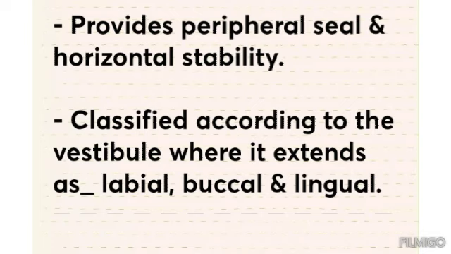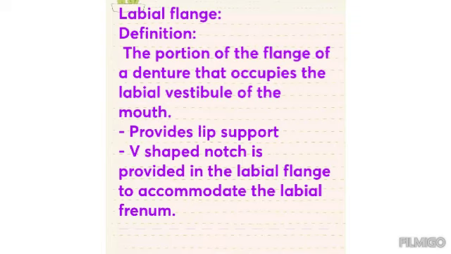It is classified according to the vestibule where it extends. It has three flanges. They are labial, buccal and lingual. So labial, buccal and lingual, these are the flanges.